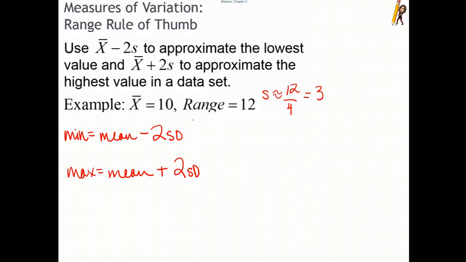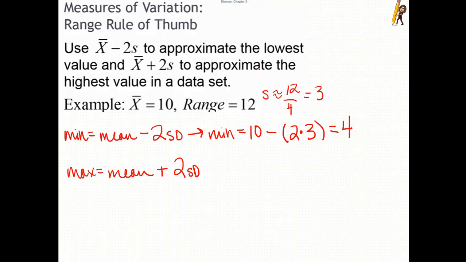So when it comes to finding the min, we're going to plug in what we found with the standard deviation and what we know with the mean. Our mean is 10, our standard deviation is 3, so that minimum value is going to be equal to the mean, which is 10, minus 2 times that standard deviation of 3. 2 times 3 is 6, so 10 minus 6 would be 4 for our minimum value.